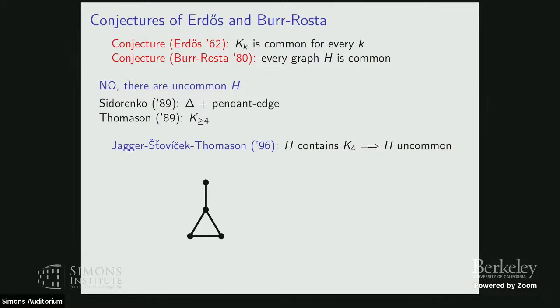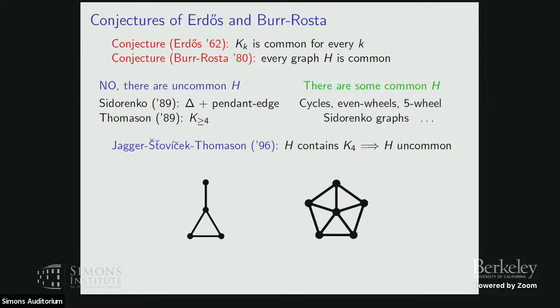So now, after seeing this, it's a question like, okay, are there any other non-trivial graphs apart from a triangle that are common? Well, there are. Some examples of common graphs are cycles, or even wheels, which is a cycle with a universal vertex attached to all its vertices. Sidorenko graphs, I will come to this in a minute, what I mean by that. And one more prominent example of a graph H that is known to be common is the 5-wheel.